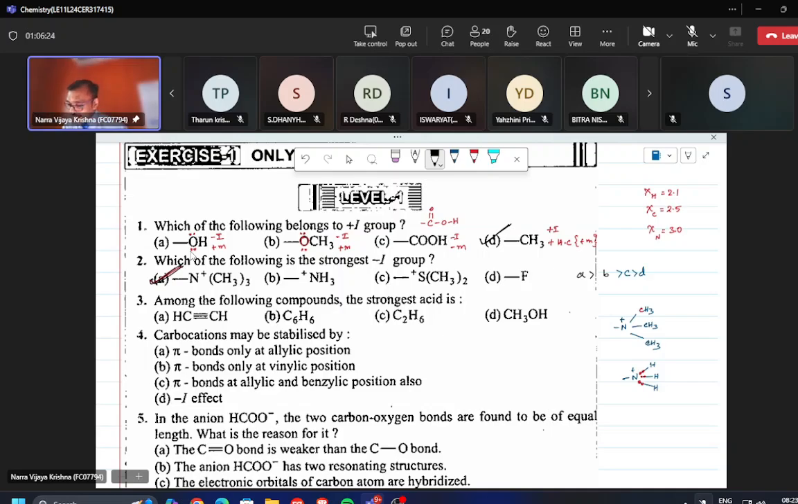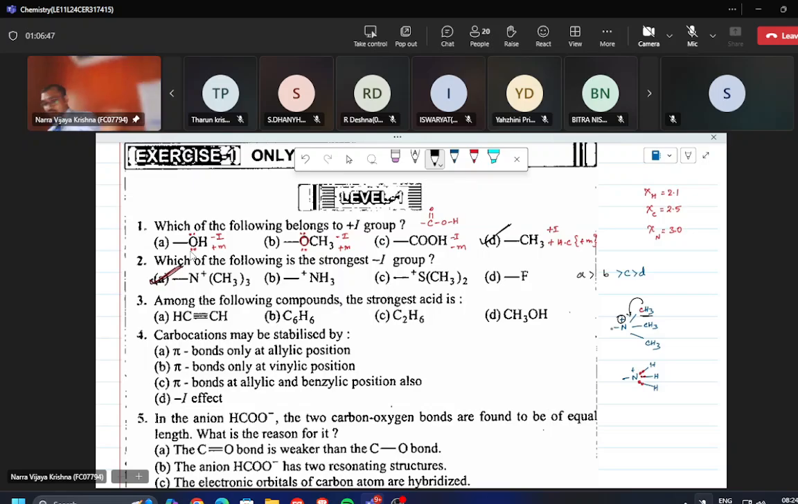Because of the inductive effect, electrons will not flow. But because of hyperconjugation, electrons will flow. Correct? Because of hyperconjugation, if electrons flow, the electron density over nitrogen decreases more. Density increases, positive charge decreases.